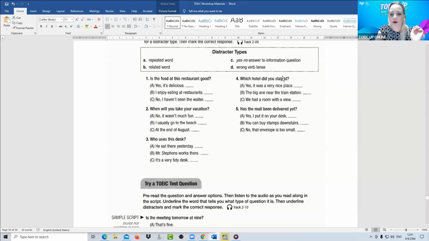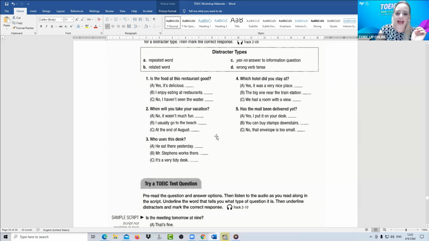Let's look at number 4. Which hotel did you stay at? A, yes, it was a very nice place. What distractor type is that? C. See? Yes, no answer to information question. Which information question? Yes, no answer. Okay, that's a C distractor. B, the big one near the train station, is the answer. Okay, which one did you stay at? The big one. Which hotel? The big hotel near the train station. C, what distractor type is C? We had a room with a view. Related words. Excellent. Hotel, room, view, are related words to hotel. They try and distract you with related words.